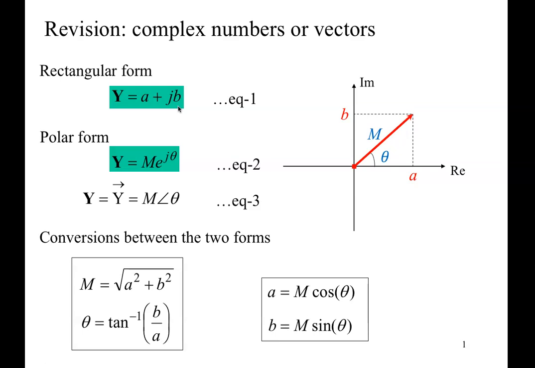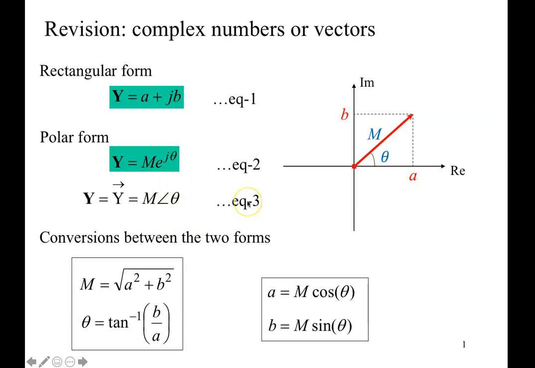The complex numbers can also be represented in the polar form, which is the magnitude and phase angle. So we have M times e to the power of j theta. So the first part is the magnitude. The second part indicates the phase angle of that number. Now sometimes we don't use e, we use M for the magnitude, and we just use this sort of shape to represent the angle. Okay, so I use this form a lot in equation number 3.